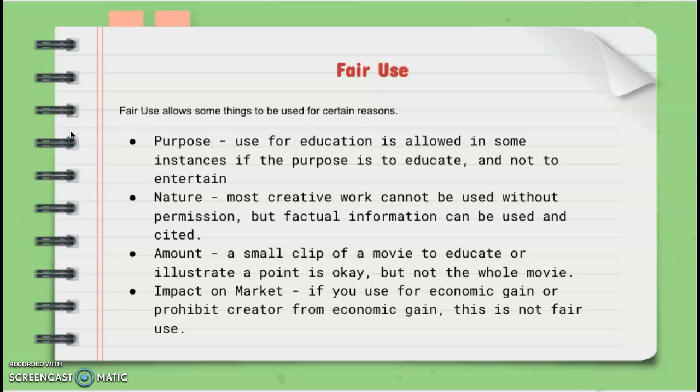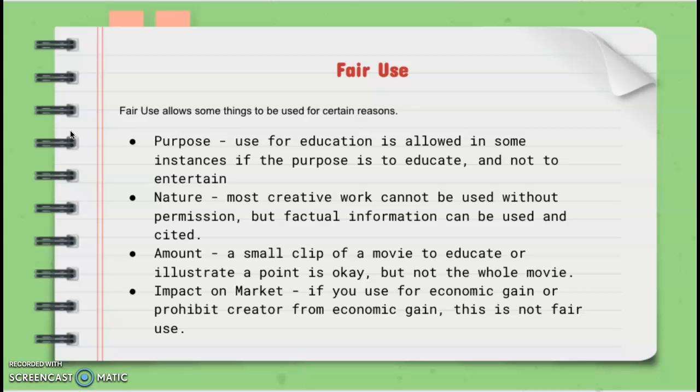Another fair use is the amount. So if you see a teacher or you yourself use a small clip of a movie to educate or illustrate a point in a presentation, that is allowed. What is not okay is downloading the whole movie so you can show it to your whole class.